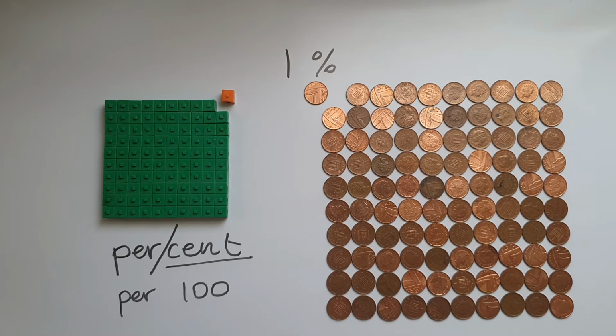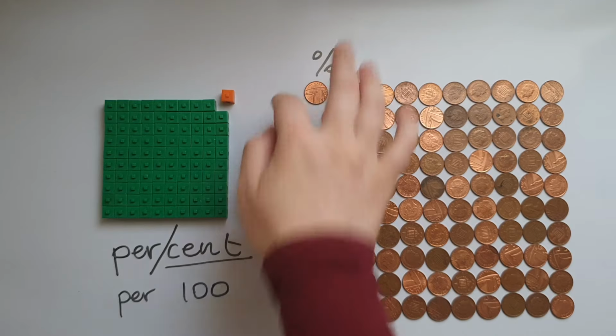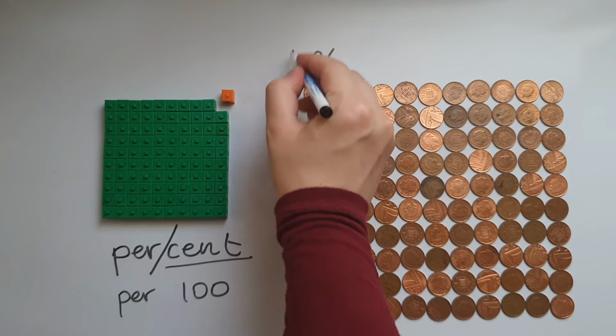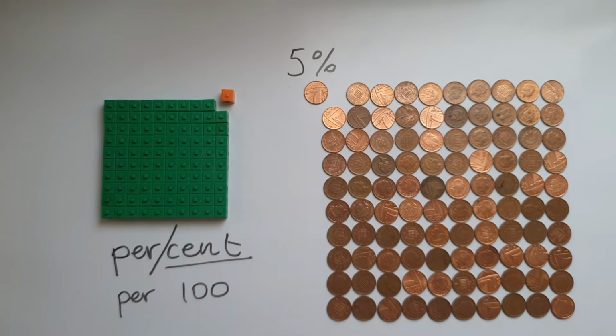2% of it is going to be double that, so 40 pence. 3% of it is going to be 60 pence. 4% is going to be 80 pence. 5% is going to be £1. So 2% is double 1%. 5% is going to be 5 times that.